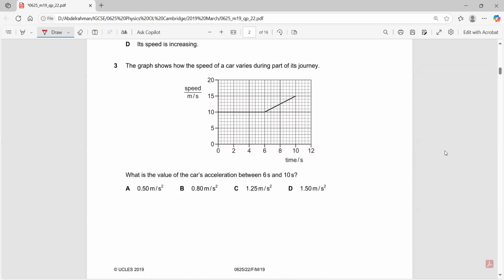The graph shows how the speed of the car varies during the part of its journey. Can I find the acceleration between 6 and 10? Can I take 2 points and find the slope? Yes, the slope would be y2 minus y1, 15 minus 10, over x2 minus x1, 10 minus 6. So 5 over 4, which is 1.25 meters per second.